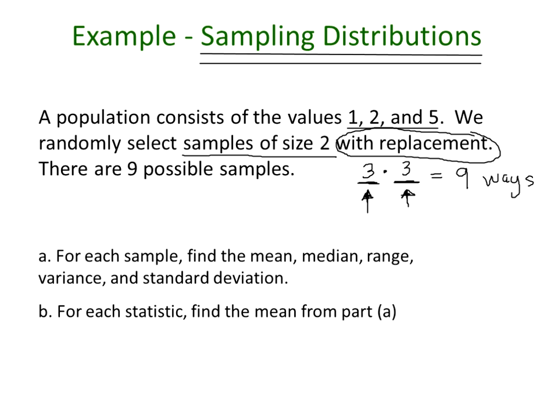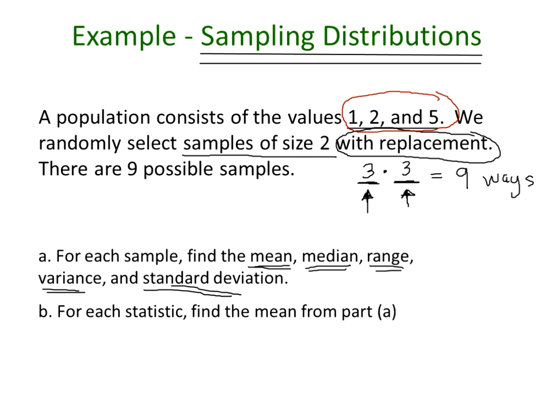Now for these 9 samples, I am going to find the mean, the median, the range, the variance, and the standard deviation. So these are all measurements that we've found back in the early chapters. So for each of the 9 samples, we're going to find all of these measurements. And then we're going to compare those measurements with what's really happening in the population. And the population is so small that we could figure out what's actually happening in the population.